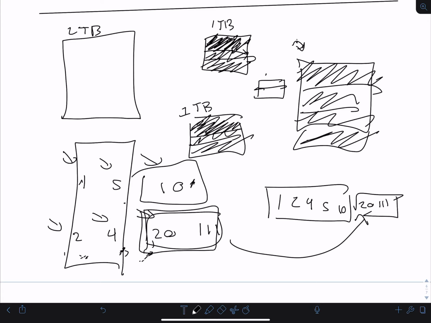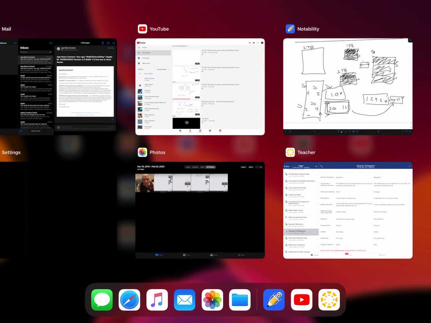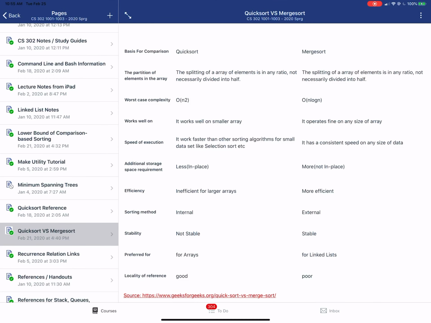So polyphase merge sort is very powerful in that regard. And I just wanted to make sure that you guys are aware of it, because in the real world, you're not going to code any of this, but knowing the fact that this algorithm exists and how it works is very useful if you're dealing with big data.